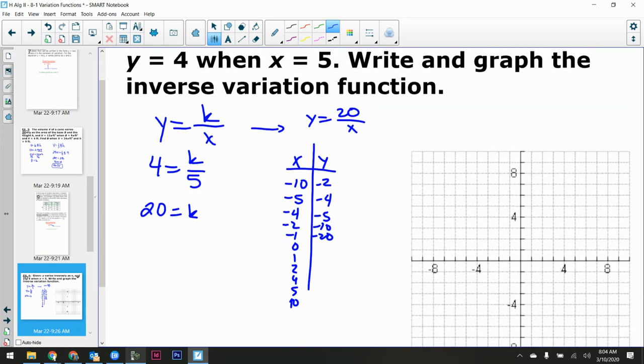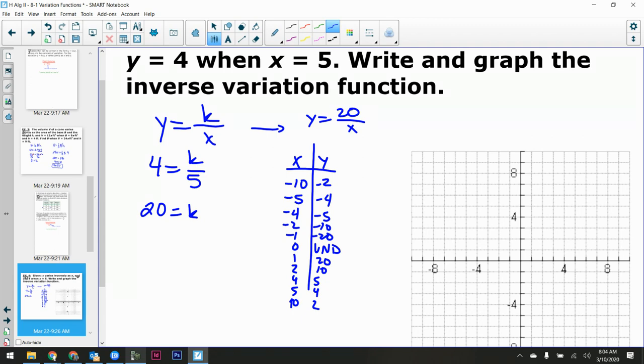0, well, is undefined. Ooh, yikes. What the what? That's undefined. If I plug in 1, 20 divided by 1 is 20, divided by 2 is 10, divided by 4 is 5, divided by 5 is 4, divided by 10 is 2.